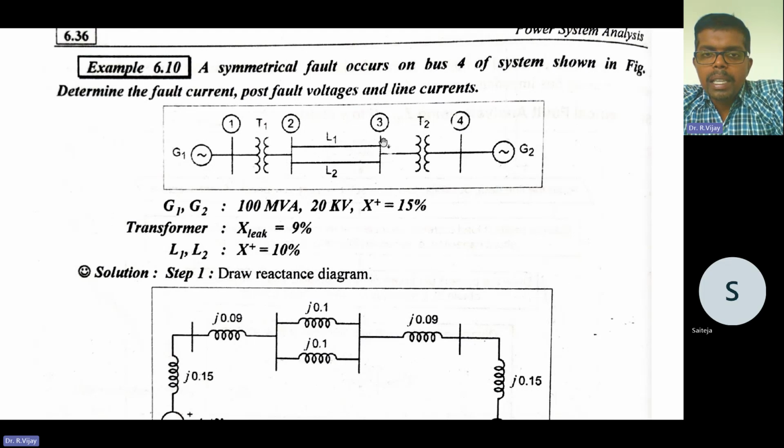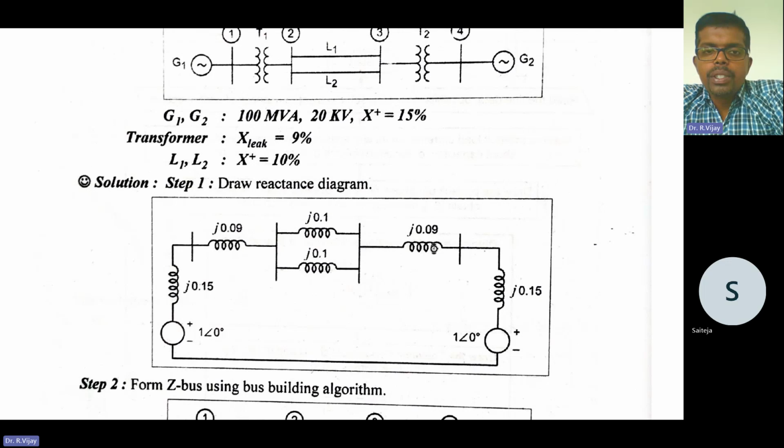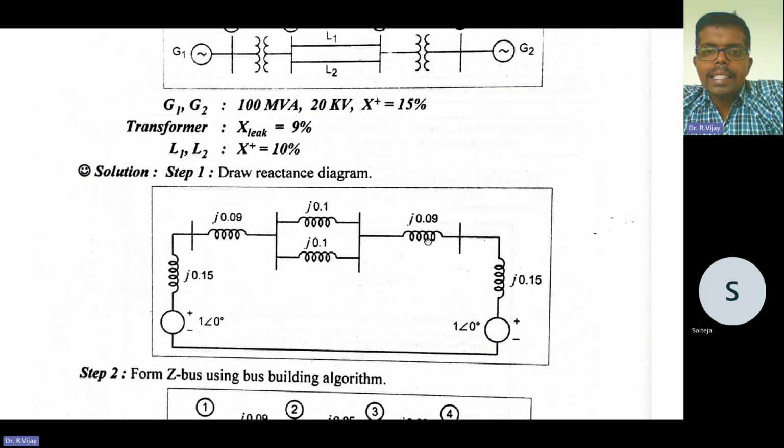After that, bus 3 is there. After that, again, one transformer is there that is connected to the fourth bus, which is connected to generator 2. This second generator also has the same ratings, 100 MVA, 20 kilovolt and a reactance of 15%. So what is the first step? The first step is to draw the reactance diagram.